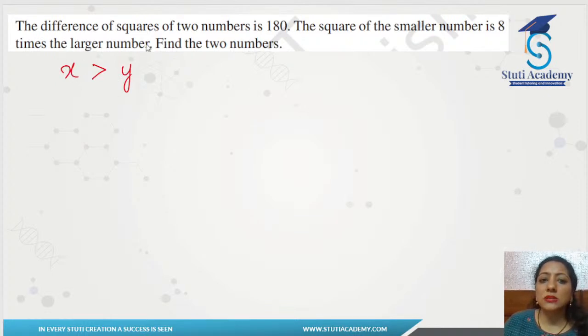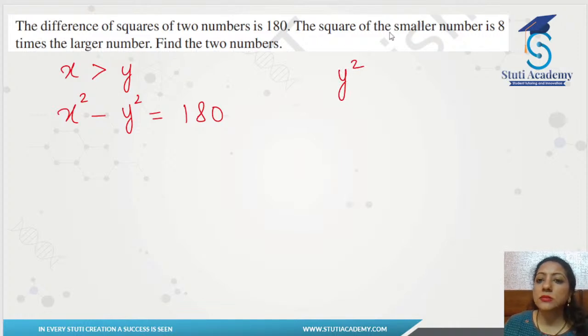Now it's given to us that the difference of the squares of two numbers is 180. That means the square of the bigger number minus the square of the smaller number is 180. The square of the smaller number, that means we are talking about y square, y is smaller, is 8 times the larger number. So y square is equal to 8x.